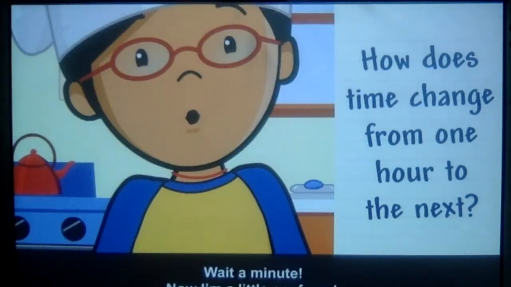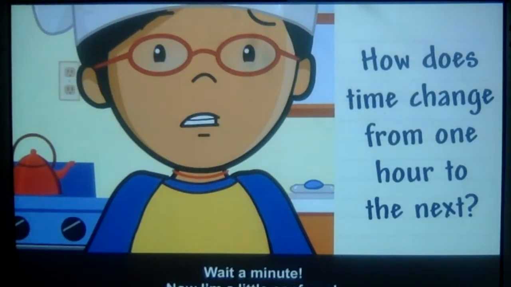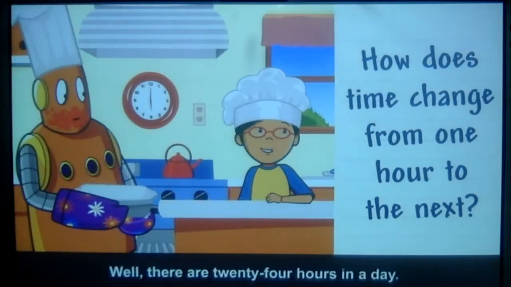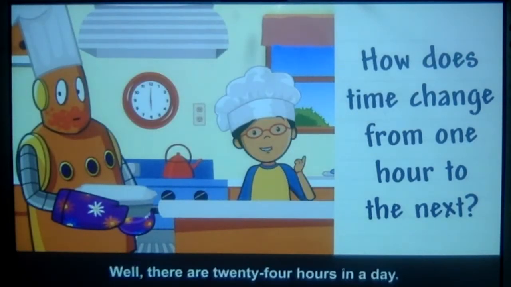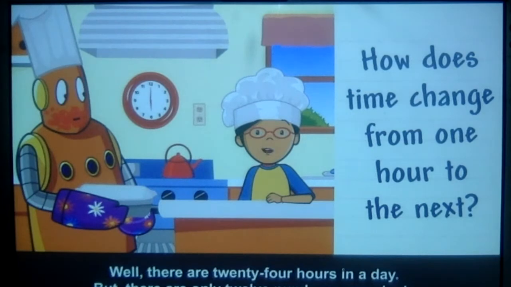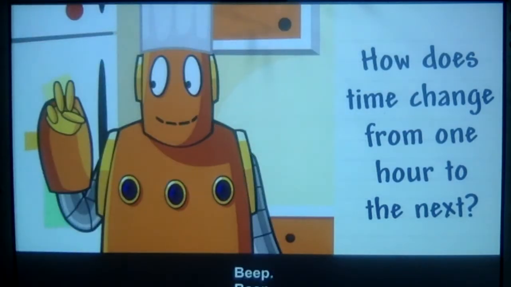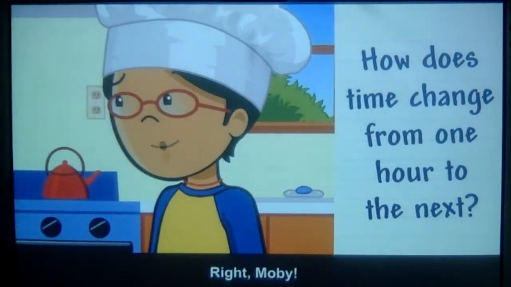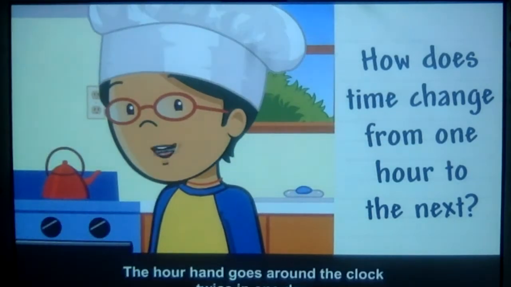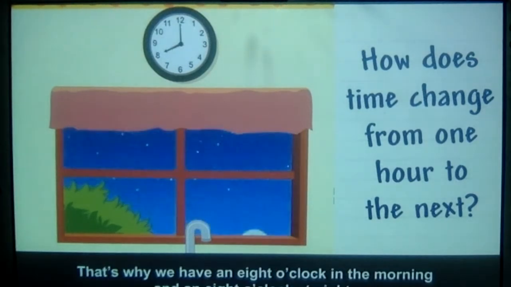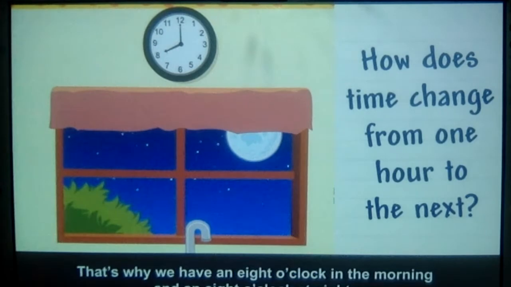Wait a minute. Now I'm a little confused. Well, there are 24 hours in the day, but there are only 12 numbers on a clock. Right, Moby. The hour hand goes around the clock twice in one day. That's why we have an 8 o'clock in the morning and an 8 o'clock at night.